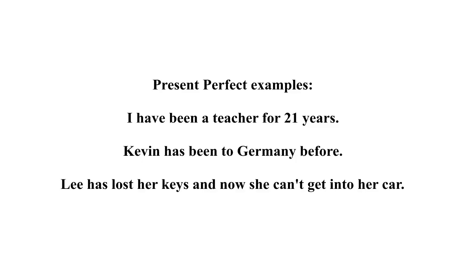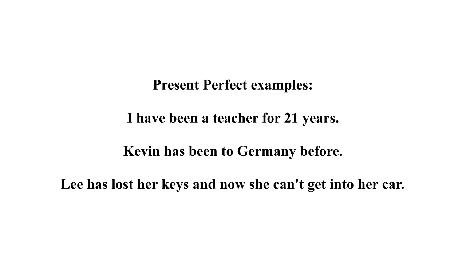Okay, some examples. I have been a teacher for 21 years. That's a continuing action. I started 21 years ago and I am still a teacher now. Kevin has been to Germany before. That is a life experience. Now, again, we could use past simple. We could say Kevin went to Germany 10 years ago. That's okay too. We have the option to use present perfect because it's a life experience.